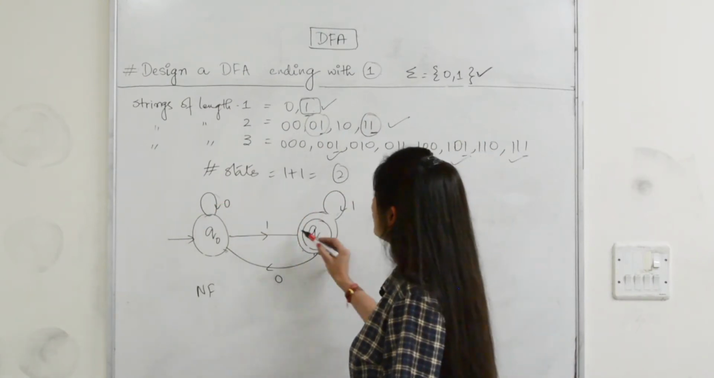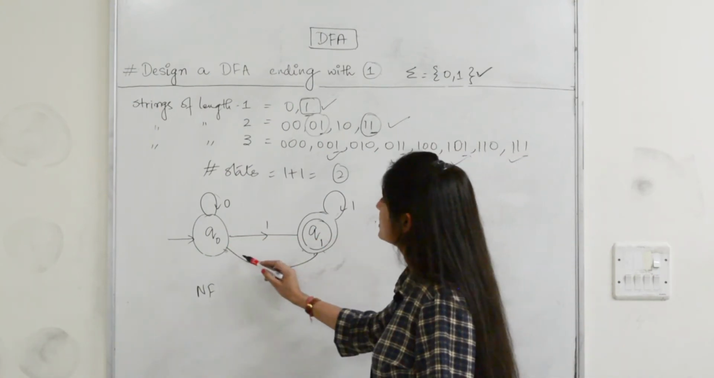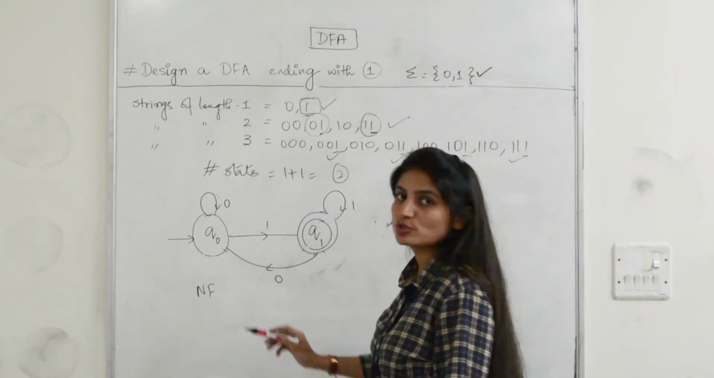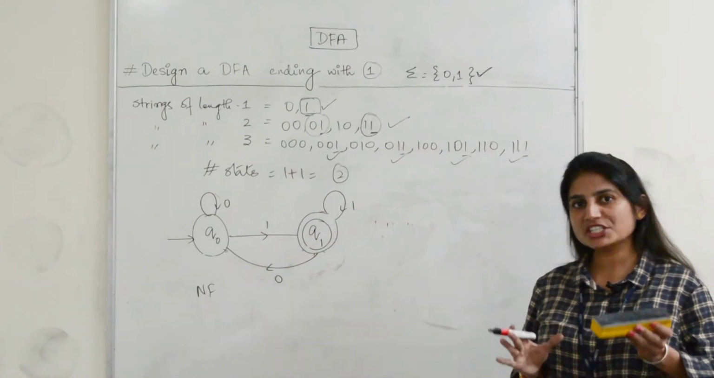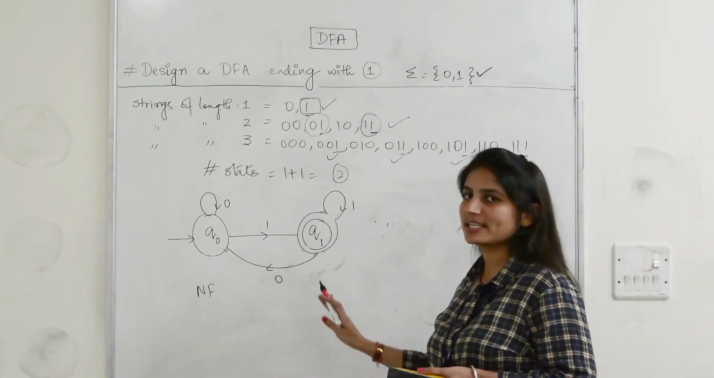0, 1, 0, again ending on the non-final state. 1, 0, 0. And then 1, 1, 0. So we have seen that those strings which need to be accepted are accepted here and those strings which do not need to be accepted are not accepted here.